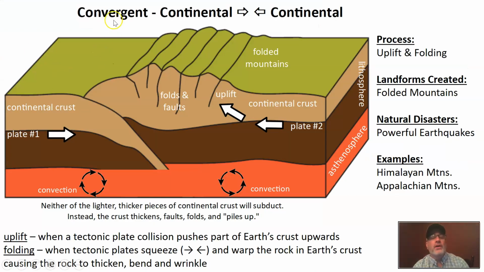So of course, we're talking about a convergent plate boundary, which means that these plates are going to be moving toward each other. But remember, this is continental crust and continental crust. So let's take a look at this diagram. We can see that we have plate one that's moving this direction, plate two, we have some convection down here that's moving these plates together. But let's take a look at what happens at the actual collision zone. I want you to notice that really nothing is being subducted here.